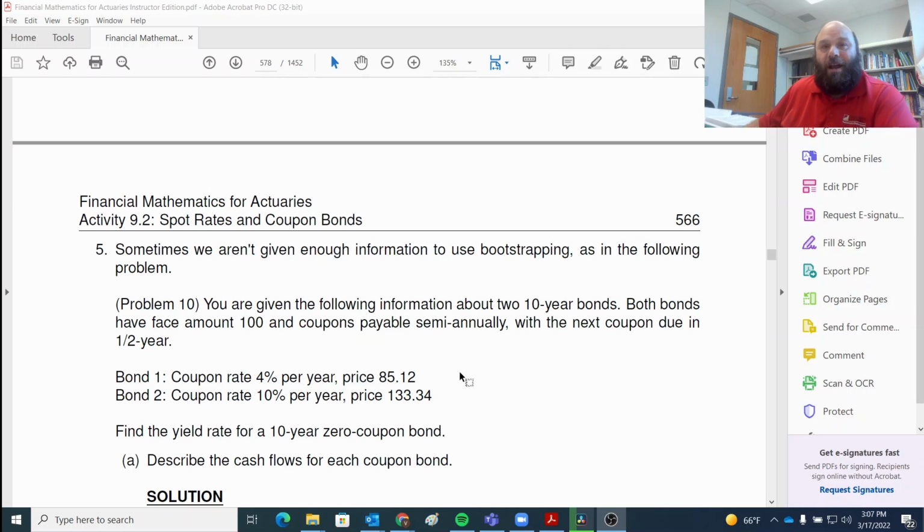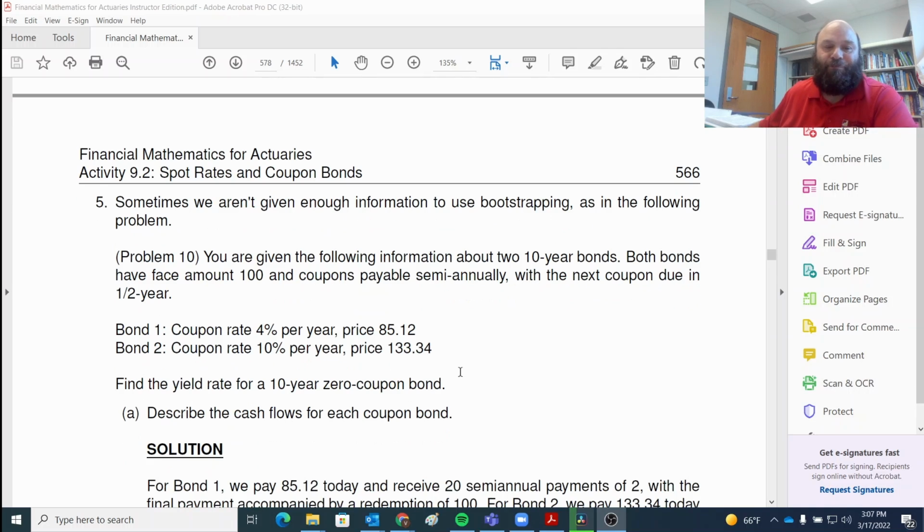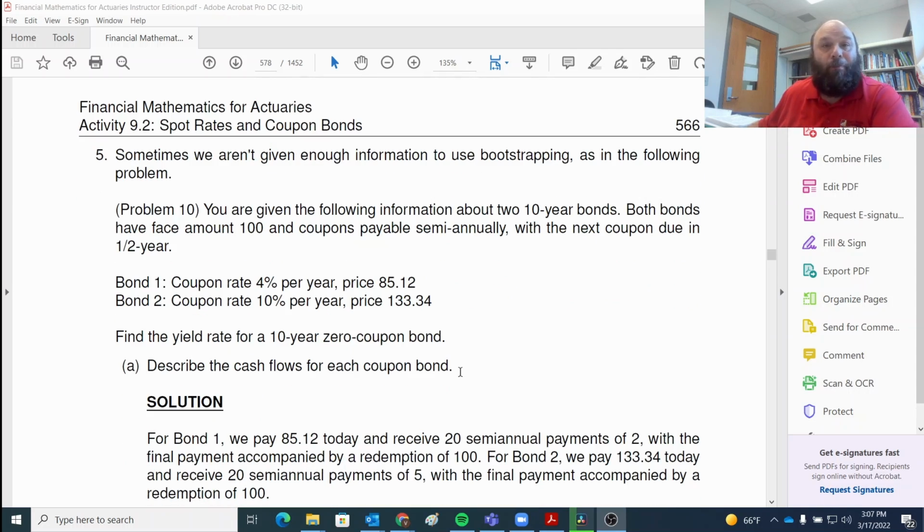So we're going to first describe the cash flows for each coupon bond. For bond 1, assuming we're buying, we spend $85.12 today. What we get is, remember, these are 10-year bonds, and so we get 20 semi-annual payments of 2. Remember, the coupon rate's now cut in half. And the final payment is accompanied by a redemption of 100. For the second bond, we pay $133.34 today. We have 20 semi-annual payments of 5. Remember, it's half of this, followed with the final payment accompanied by a redemption of 100.